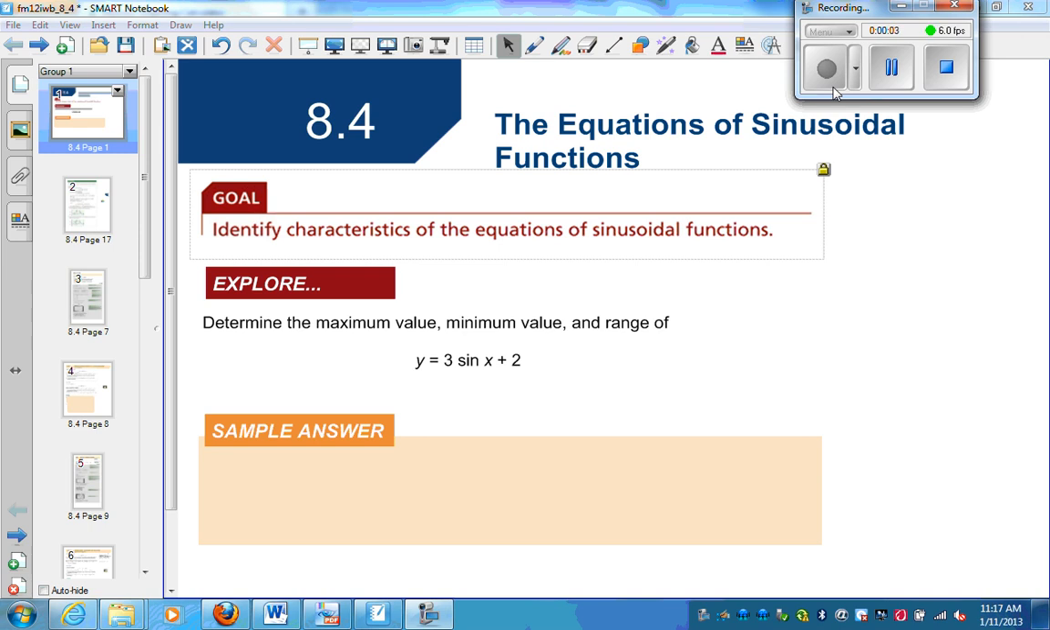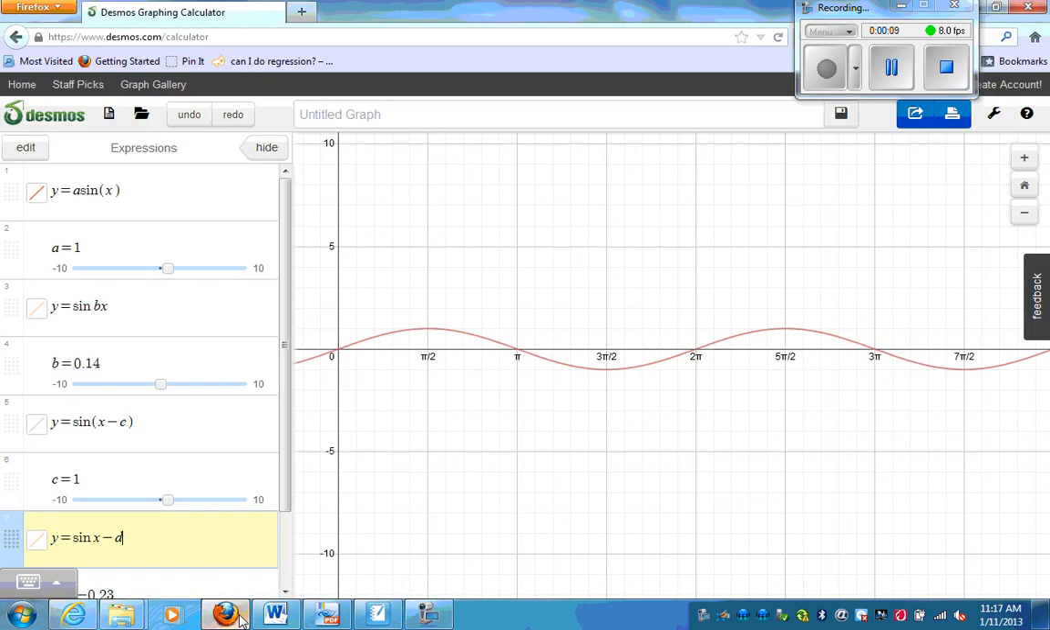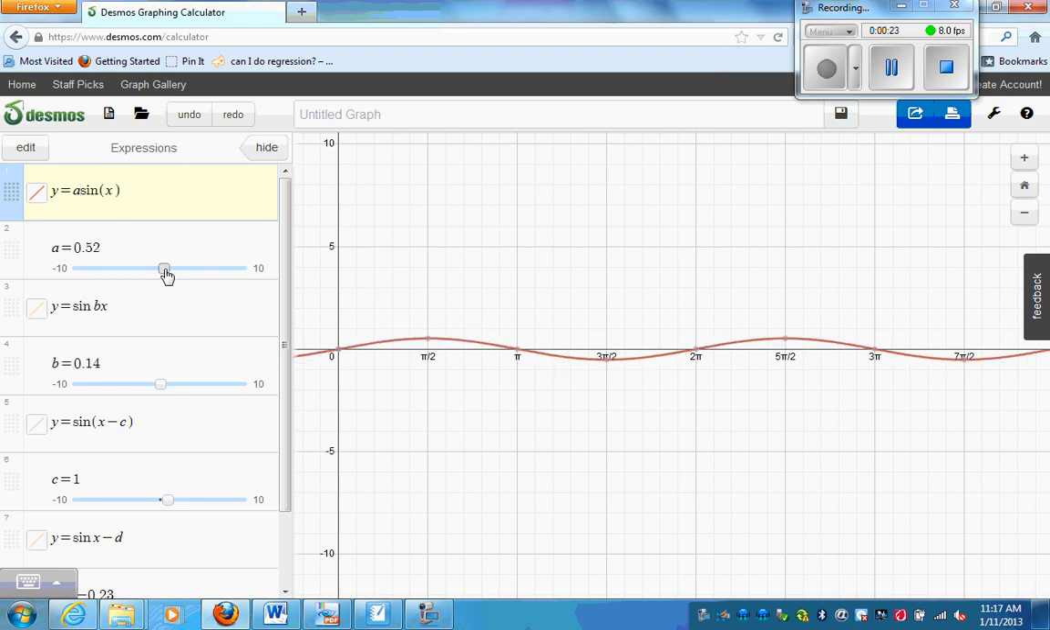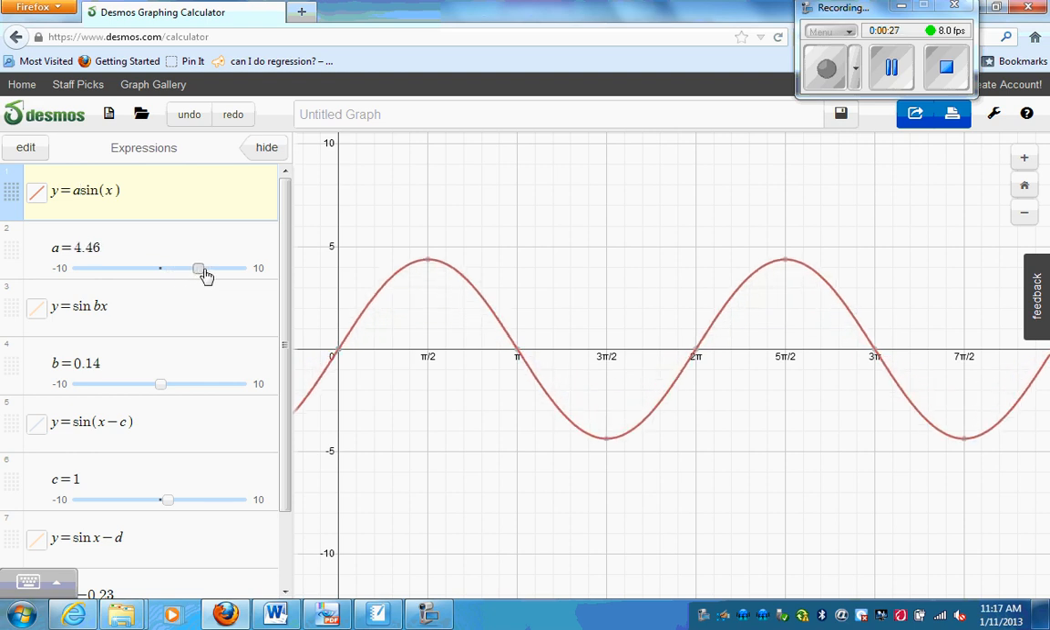Section 8.4, the equations of sinusoidal functions. We're going to be using Desmos for this activity, and here I've set up Desmos, and I've written y equals a sine x. And you can put a slider in. So right now a is equal to 1. What I want to see is if I increase the value of a, so if I go up to 2 or 3, what in the graph changes?